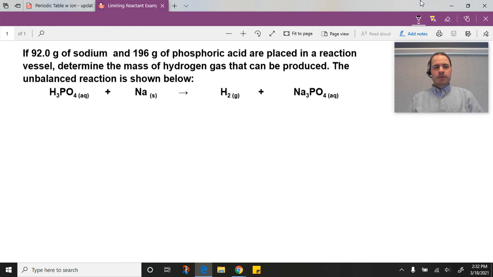We want to be able to identify what the limiting reactant is and use it to determine how much product will get made. So in this question, it says if 92 grams of sodium and 196 grams of phosphoric acid are placed in a reaction vessel, determine the mass of hydrogen gas that can be produced. The unbalanced reaction is shown below.